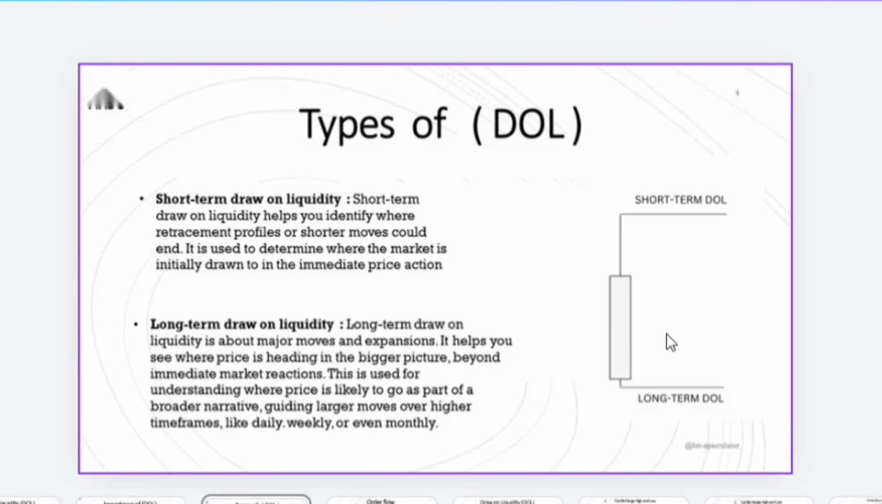Fast forward to here. If price should open above here, because this is a bullish candlestick, and remember what I said about a bullish candlestick: price opens below and closes above. So this is the open and this is the close above, and the new candlestick will open here. This is our short-term draw on liquidity. We're expecting price to move above here, sweep this liquidity, and come down and take out this long-term draw on liquidity.